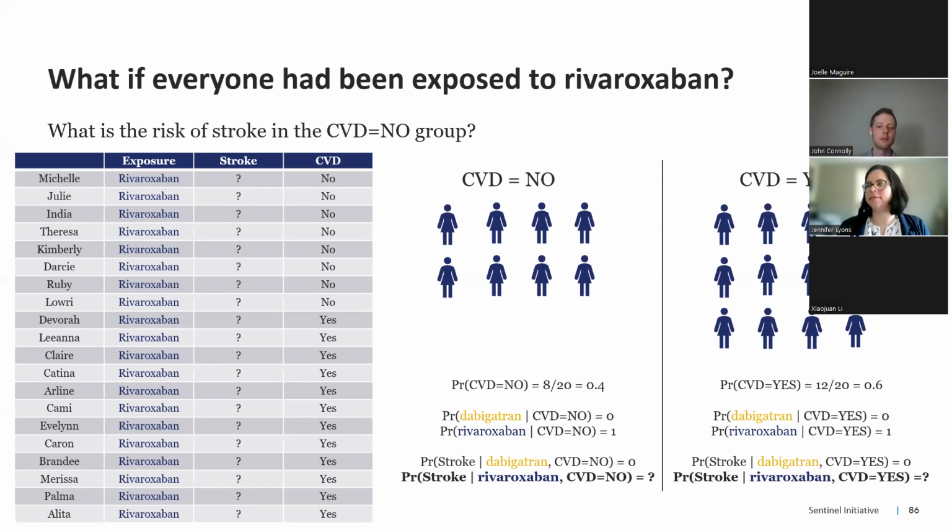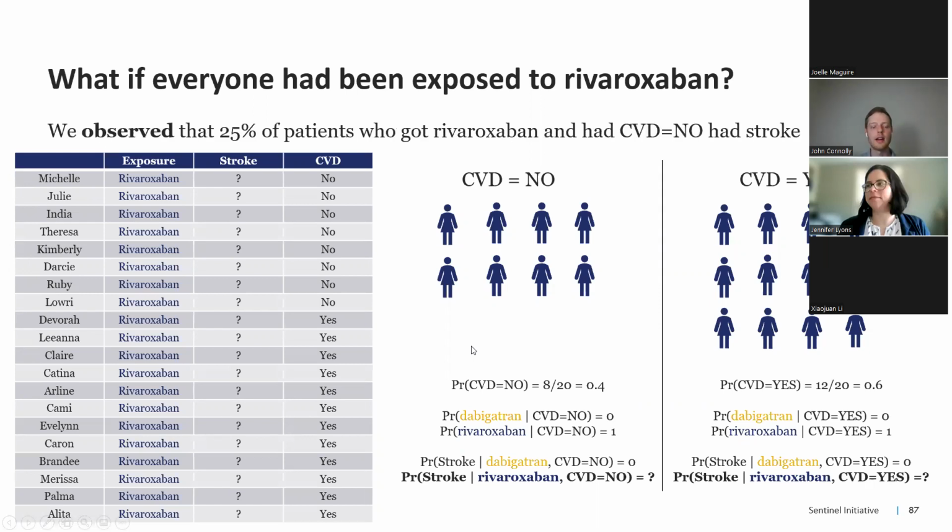So the only column that we really don't know when we ask this counterfactual question is, what is the probability of stroke? Specifically, we have those 2 probabilities we calculated before, the probability of stroke conditional on rivaroxaban and not having cardiovascular disease, and the same one for having cardiovascular disease. So what would those be? Well, we don't have to guess out of nowhere. We actually have a pretty good idea because we're willing to make that assumption again.